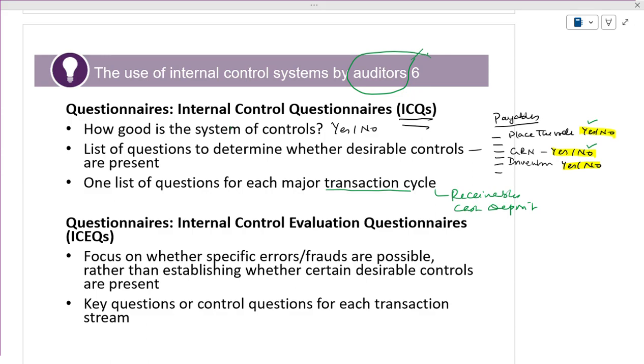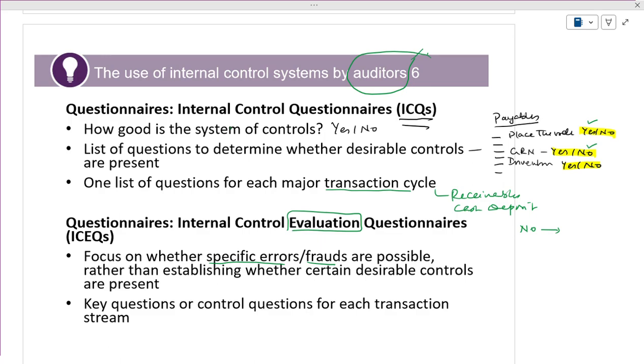Yeah. Next, you are going one step ahead. What you are doing? You are evaluating. If it is no, then you have to know where things went wrong. Focus on when specific errors and frauds are possible. You should not stop only when we say it is no. If it is no, then you should come up with more details rather than just establishing whether desired controls are present.